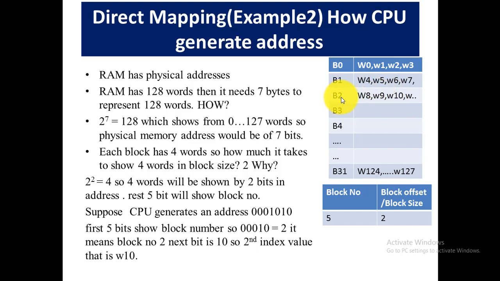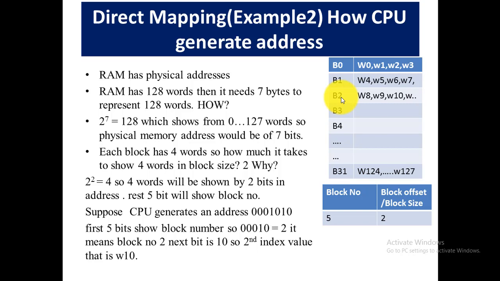Hopefully you understand the concepts. Let's have a quick recap. On the RAM, the physical address consists of bits according to the words. In this example, we take 128 words that start from 0 to 127. So the memory address of 128 words will be shown by 7 bits, in which the 7 bits will be divided into 2 parts. The first part will be the block number, which will be shown by 5 bits.